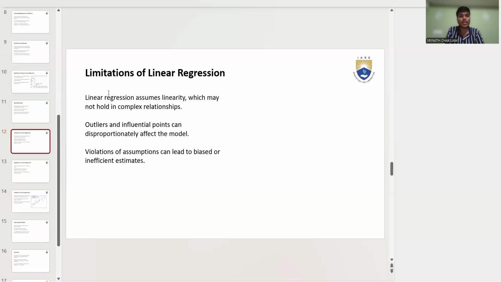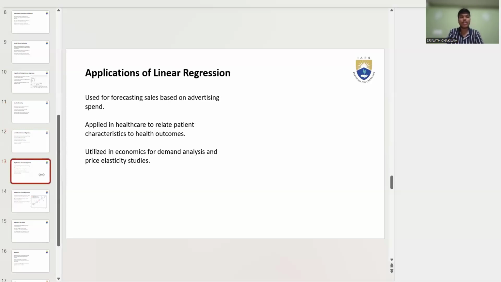Linear regression assumes linearity, which may not hold in complex relationships. Outliers and influential points can disproportionately affect the model. Violations of assumptions can lead to biased or inefficient estimates. These are the limitations of linear regression. And next slide is the applications of linear regression.